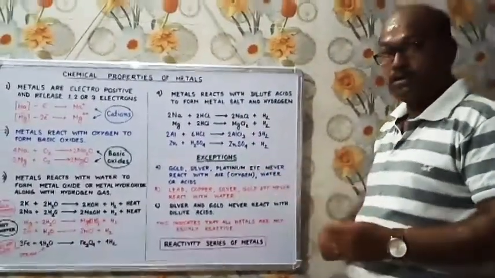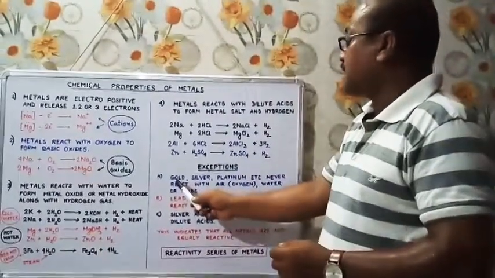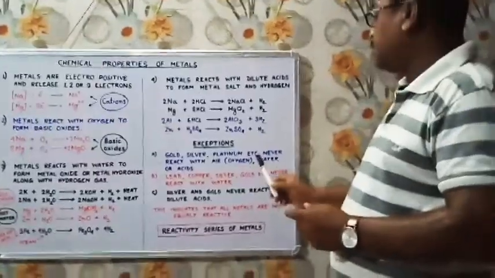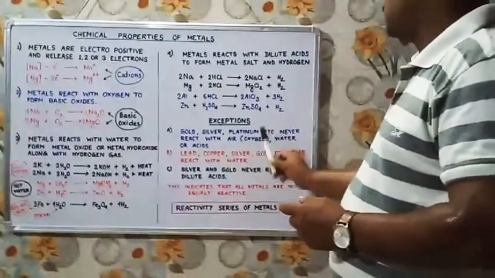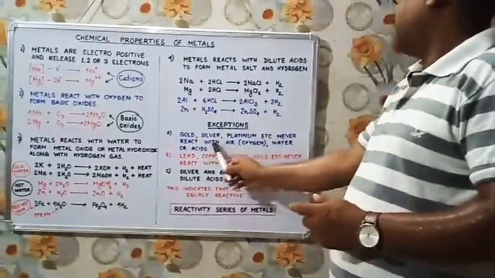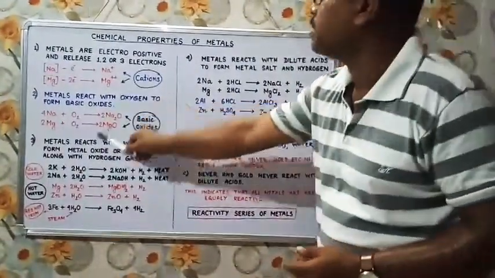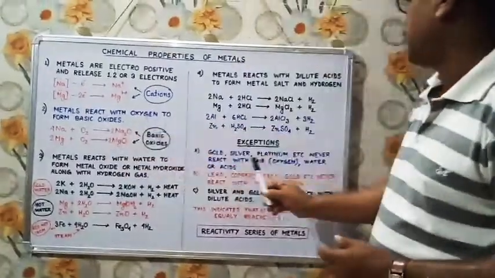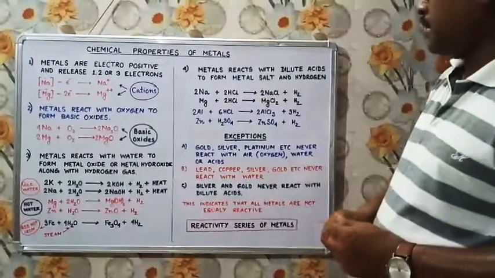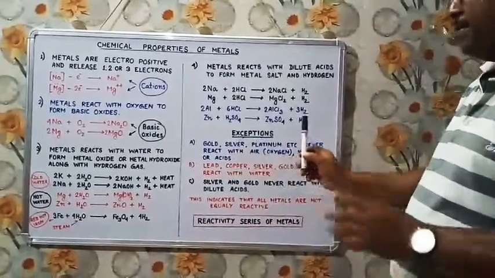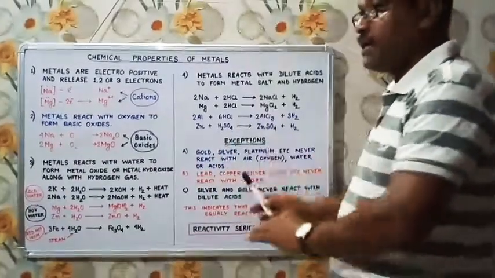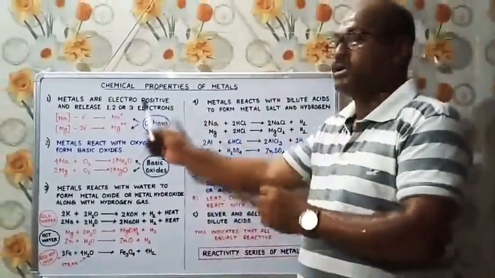However, there are some exceptions. Metals like gold, silver, platinum, etc. They will never react with air, that is oxygen. Here we have seen the first property. Then they never react with water. Here we have seen the second property, metals react with water. And acids, we have seen here it is in the third. Means gold, silver, platinum, these are the 3 metals. They never react with acid, they never react with water, they never react with air.